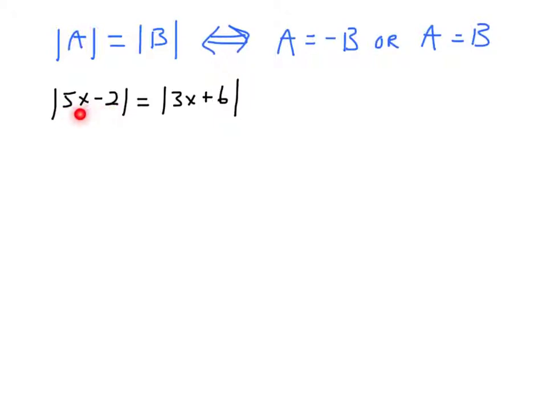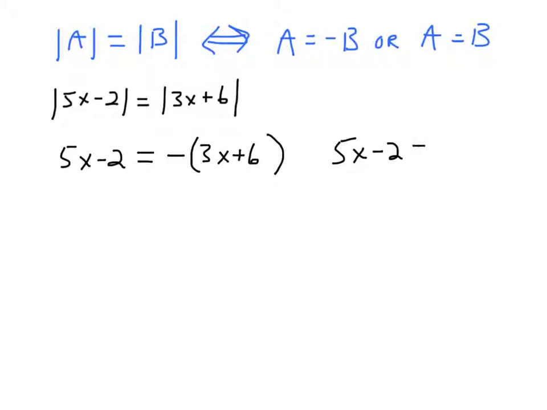Notice we have expression a being 5x minus 2, and expression b is 3x plus 6. And so we want to transform this equation into two separate equations. We're going to take the 5x minus 2, which is the inside part on the left of the equation, and set it equal to the negative of the right-hand expression. The important thing is that you remember to put your parentheses in here. And then we want to do the similar thing. We want to take 5x minus 2 and set it equal to the positive of the inside expression on the right side, which is just 3x plus 6.